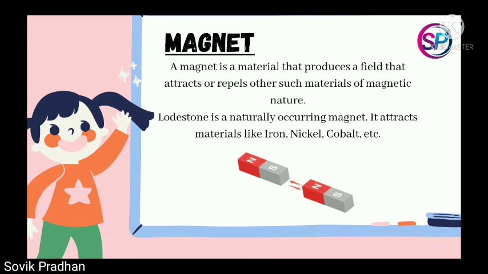Magnet. What is a magnet? A magnet is a material that produces a field that attracts or repels other such materials of magnetic nature. It's a naturally occurring magnet. It attracts materials like iron, nickel, cobalt, etc.